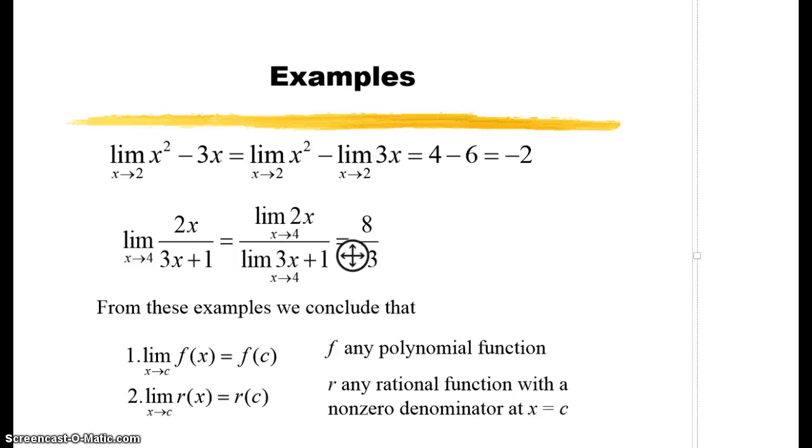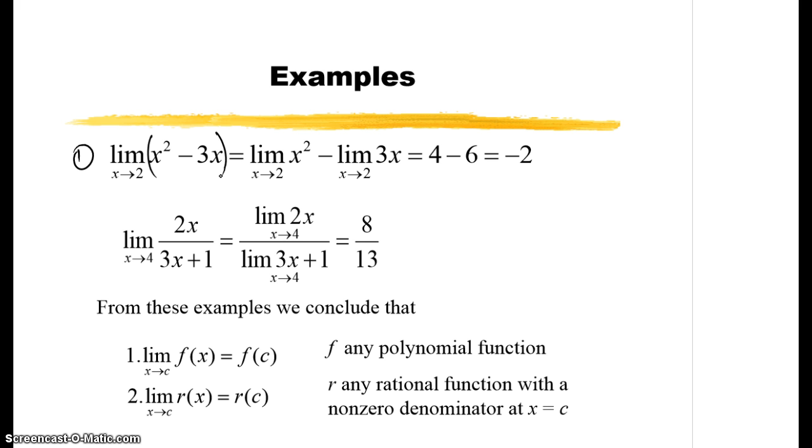Okay, we're still in 10.1 of Barnett, and having learned some of the limit properties, why don't we take a look at some examples using those. So here's one example here. We have the limit as x approaches 2 of x squared minus 3x. So we're taking the limit of this function.